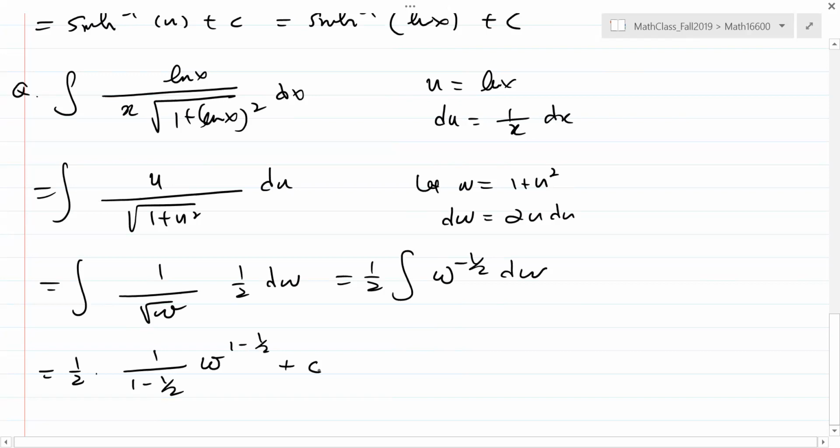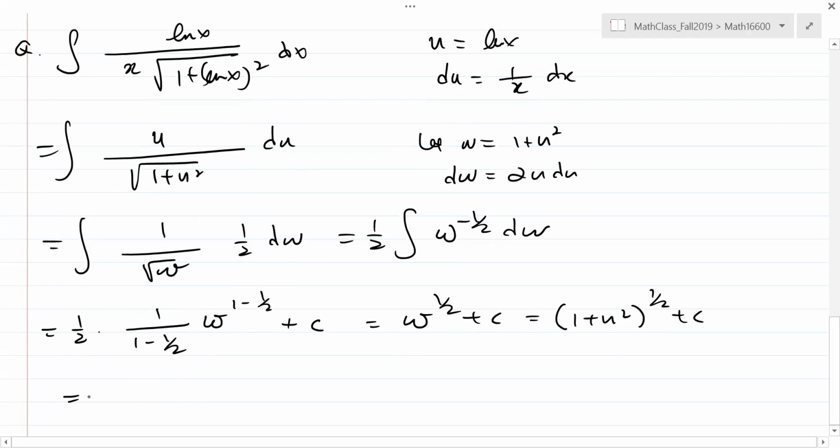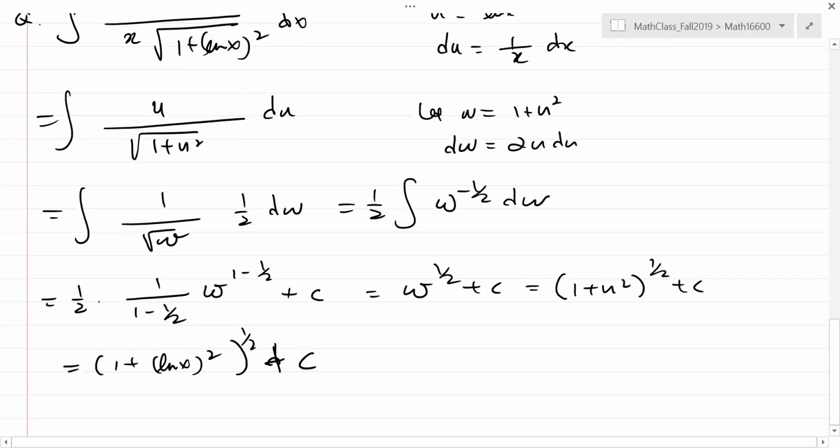Okay, let's simplify it. It's going to be just like that. Okay, so you go back from w to u, right? So 1 plus u squared to the 1/2. Then you continue. What is u squared? u is natural log of x, and this to the 1/2 plus constant. Okay, so that's our answer. Yeah, we call them two-step problems.